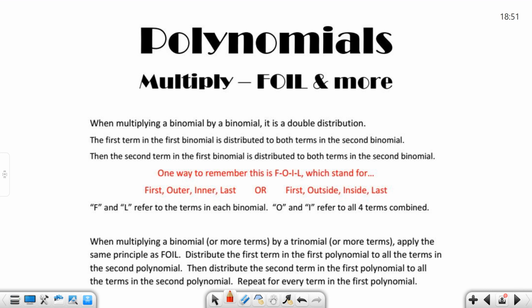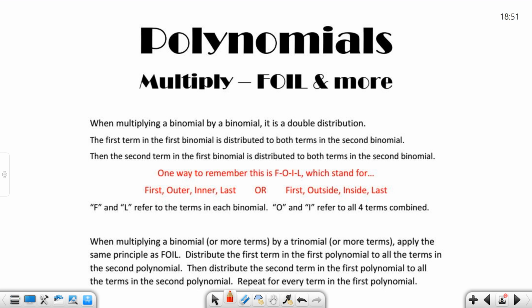If you multiply a binomial or more terms by a trinomial or more terms, which is going to be bigger, right? Binomial times binomial is 2 and 2. This is 2 times 3 or bigger. You apply the same principle as FOIL. You distribute the first term in the first polynomial to all the terms in the next one. Then you distribute the second term in the first polynomial to all the next one, and then the next term to all the next one, and so on and so forth until you're done distributing all the terms in the first polynomial. And that will take care of it.